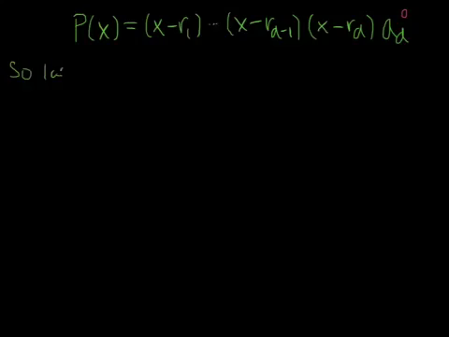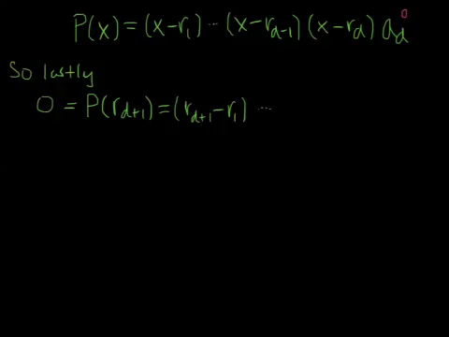So lastly, p of r sub d plus 1. What is that? Remember, if this is a root, when we plug it in, we should get what? This should equal 0, right? P of r sub d plus 1 is 0. So let's see what we get. Well, we're going to get r sub d plus 1 minus r sub 1. We're going to, in fact, plug that into every single factor, all the way until we get to the last one, r sub d plus 1 minus r sub d.